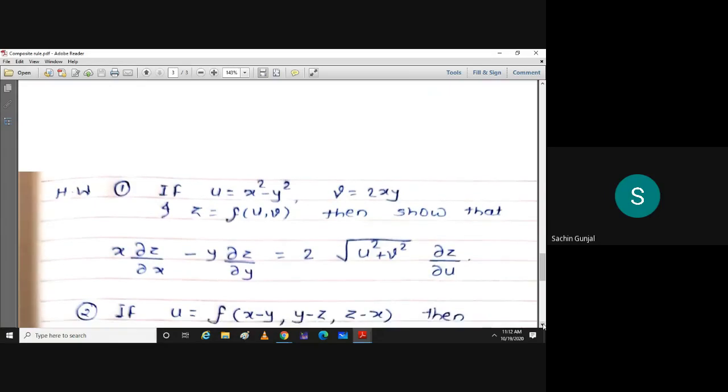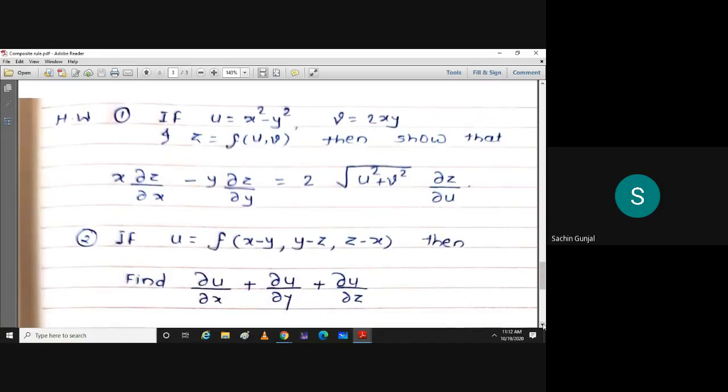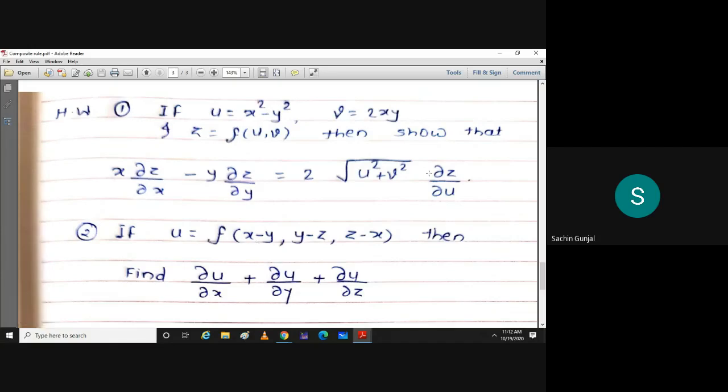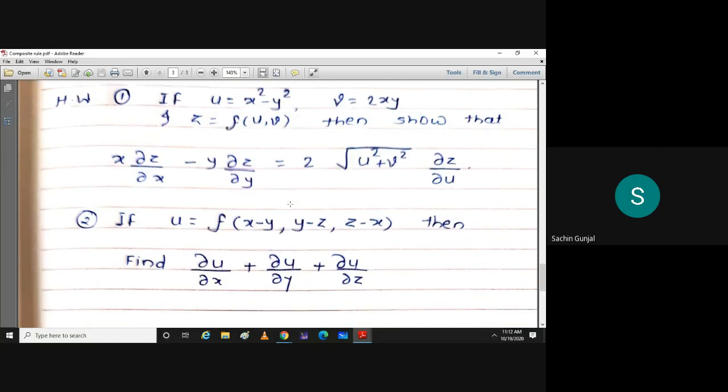There are two homeworks I put up. First one is easy. Just tell me about the second one. First one is easy because z is a function of u, v and u and v are functions of x, y. So whatever we did for the first two problems, similarly you find out ∂z/∂x and ∂z/∂y, and you multiply x by ∂z/∂x, multiply y by ∂z/∂y, and you do subtraction. You will get the right hand side, that is 2 into under root u square plus v square. This is straightforward. Question is about this second homework.